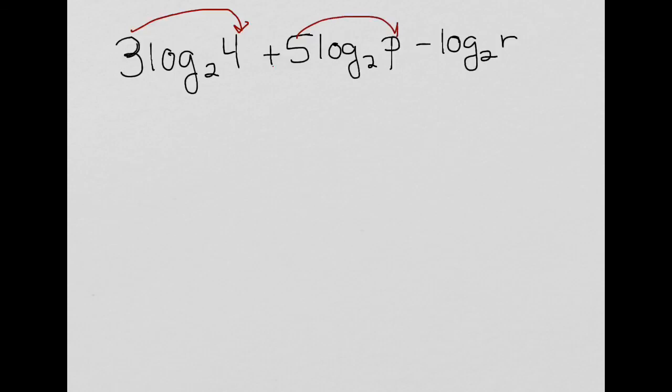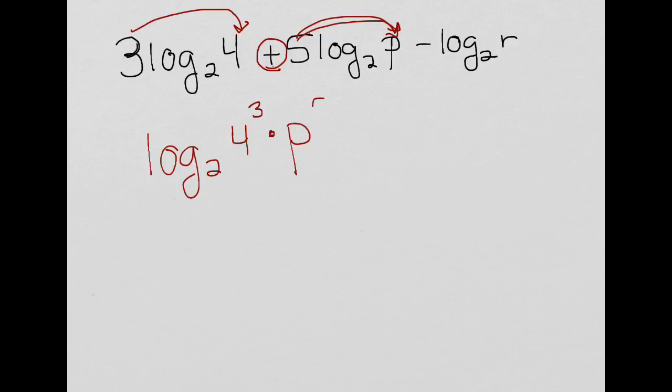Same with this 5. All right, so we're going to have log base 2, and our 4 is going to have an exponent of 3. It's an addition sign now, so we're going to change it into multiplication. The nice part about condensing is you actually only have to write this log base 2 one time now. All right, so we have plus 5. The 5 is going to go back on top here, so I'm going to have p to the fifth. And then because of my subtraction sign, I'm going to divide by r.